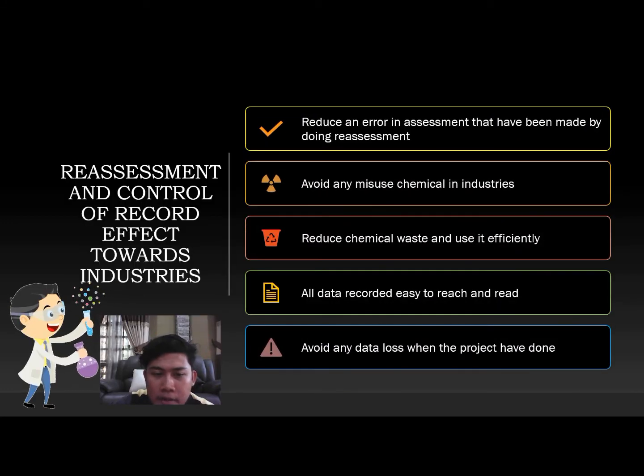So what is the effect of reassessment and control of records towards industry? The first is reducing errors in assessment by doing reassessment. Avoid any misuse of chemicals in industries. Reduce chemical waste and use it efficiently. All data recorded is easy to reach and read. Avoid any data loss when the project is done.